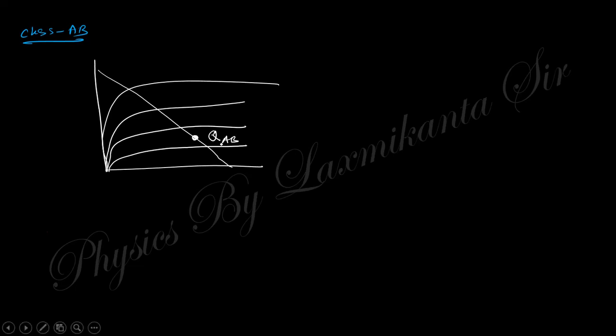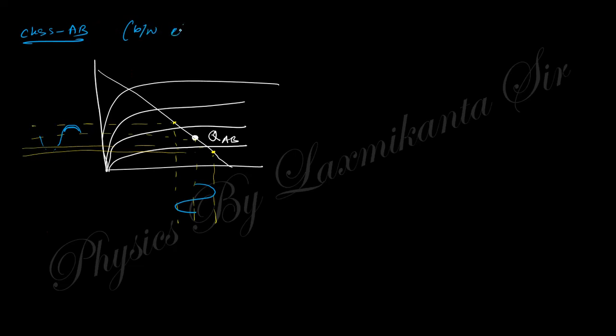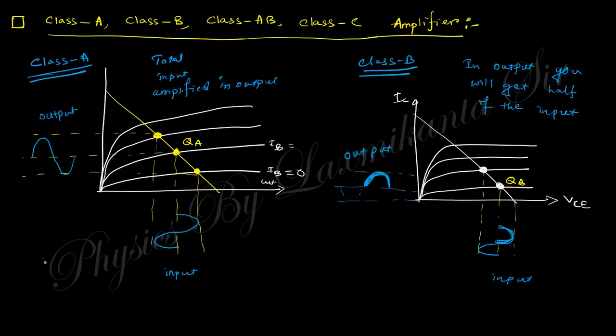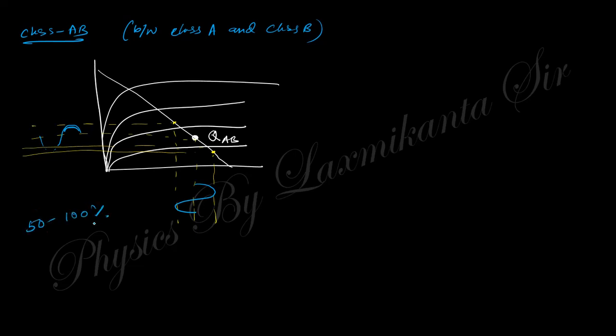If you scale QAB, then what happens? If you take this as the output characteristics, this will be the input signal, and in the output, you can see here, this portion will be omitted. So in the output this region is obtained, but this portion is not obtained. So this is between class A and class B. You can see this is 100%, this is 50%, and this is 50 to 100%.